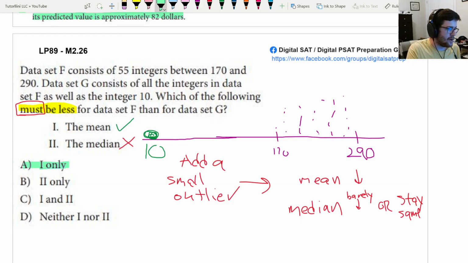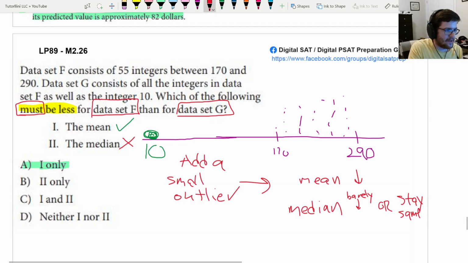Wait, what did I do wrong here? Oh, see, I messed up, guys. I have it all mixed up. It says for dataset F than for dataset G. So the mean is for sure lower in dataset G, but dataset F was the one without the 10. So dataset F doesn't have a smaller mean.